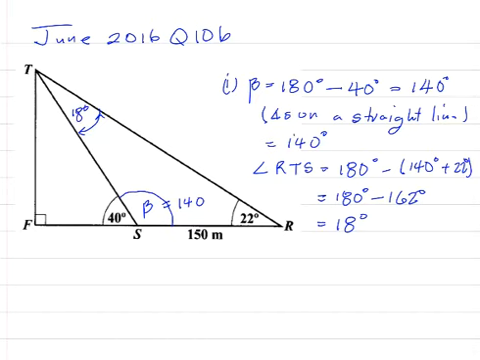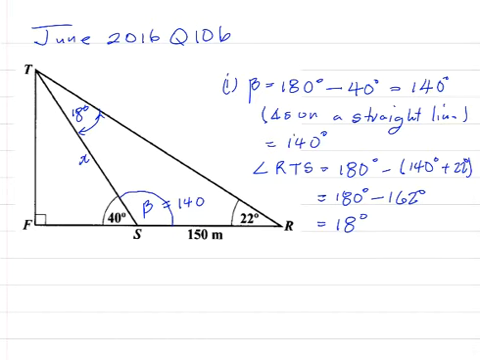Next, we're asked to find the length ST. To find ST, we're going to have to use the sine rule. So ST, I'm going to call it X. For the triangle, we know 2 sides and 1 angle, and it's a non-right angle triangle. So to find a second side of the triangle, I must use the sine rule.